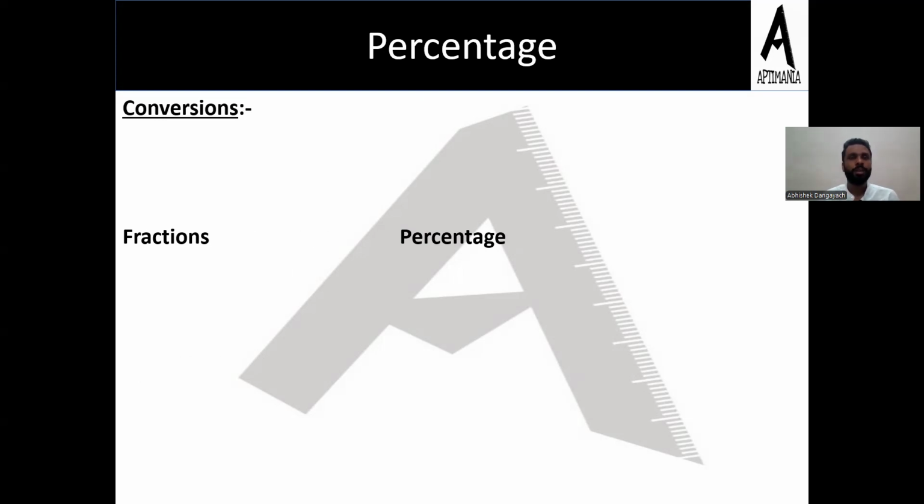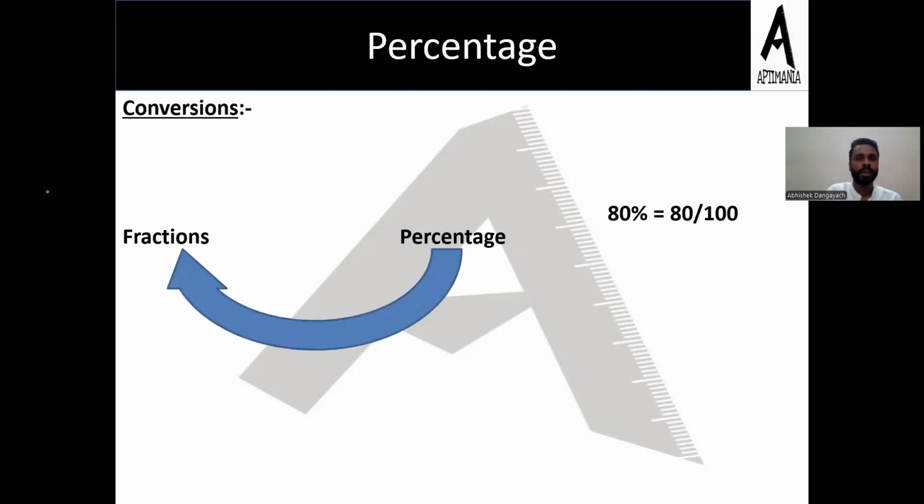For example, I'll assume a random value of my own. I am assuming it to be 80%. So I'll write it as 80 per means divide and cent means 100. So what you have done, you have converted a percentage into a fraction. You converted the percentage into a fraction. How? By dividing by 100.